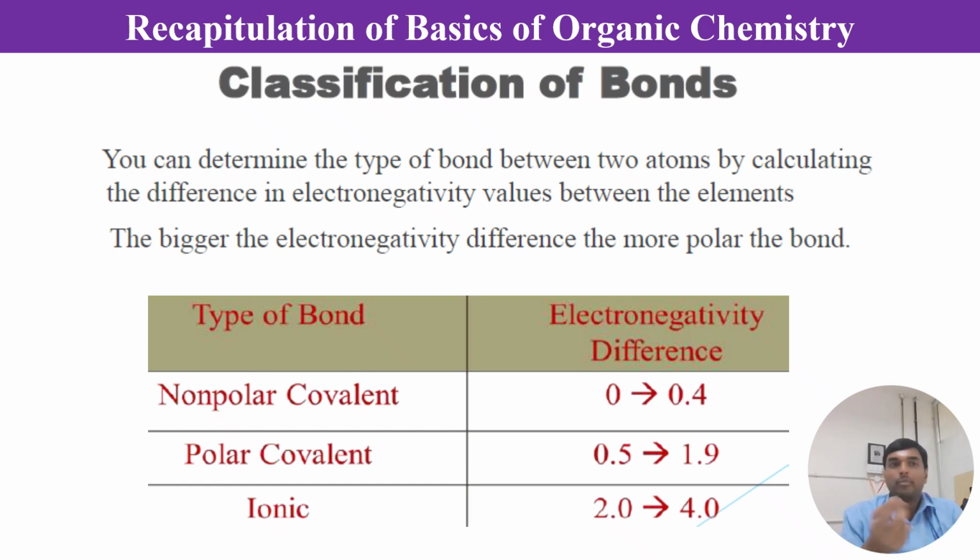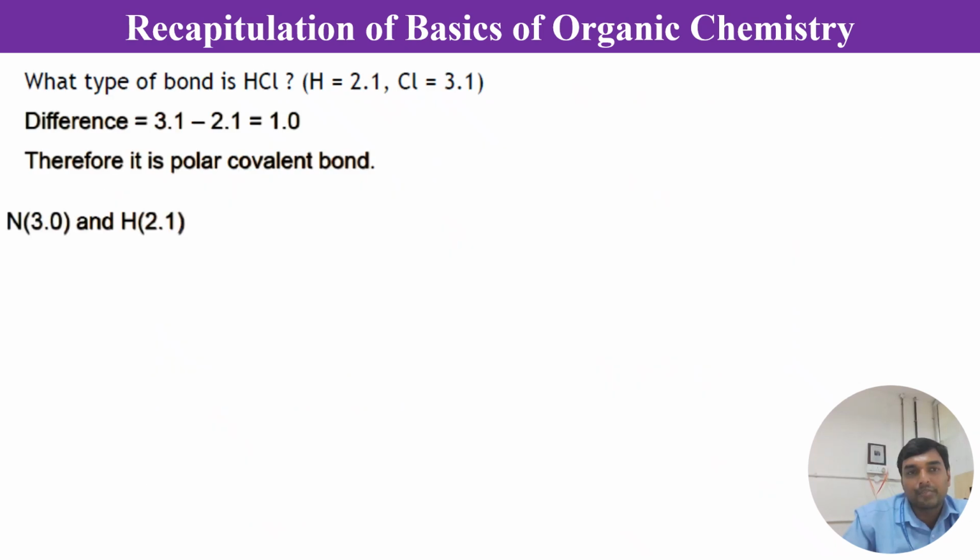So I think we have talked about these bonds. Non-polar covalent is when the electronegativity difference is less than 0.4, polar covalent bond will be less than 2, and ionic bond will be in the 2 to 4 range.